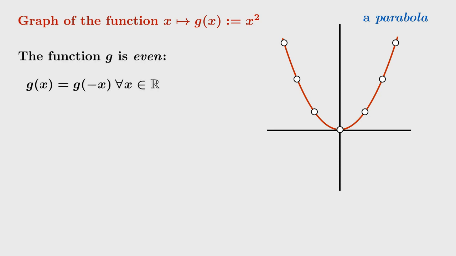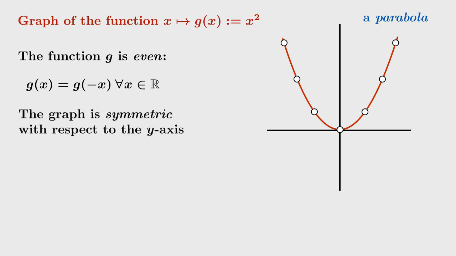Now this function g is an even function. That means it assigns the same value to minus x as it does to x. What that means for the graph is that the graph displays a certain symmetry. The graph is symmetric, we say, with respect to the y-axis. If we look at the right-hand branch of the graph, when we rotate it around the y-axis, we come upon the left-hand branch. This is symmetry with respect to the given axis.